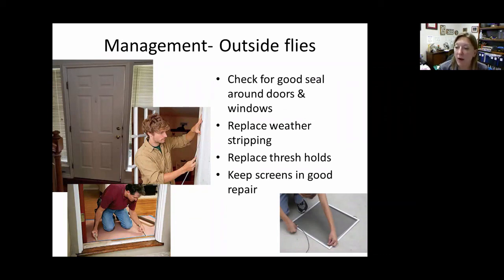And then on the right is another thing that always needs to be checked. Make sure that your screens are in good repair. If you have holes in your screen, then the insects are going to be able to find those holes and get into the area.